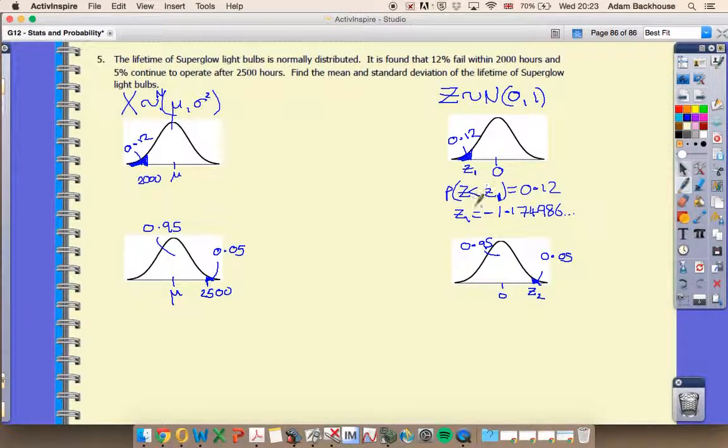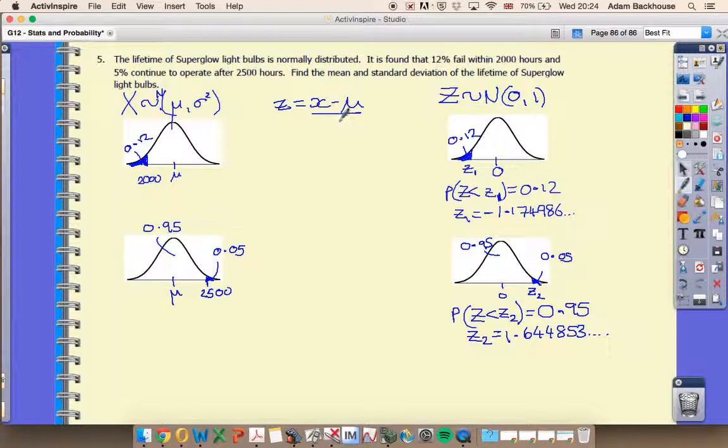I don't know what Z2 is, but I do know that big Z is less than Z2. The probability of that happening is 0.95. Remember, our inverse normal works from the left, so that's why I'm thinking about the bit that is unshaded rather than that's coloured in blue. Z2, going for the inverse normal on your calculator again, we get 1.644853. Let's stop there. So I've got two Z values now. I can use that formula that we have for the normal distribution.